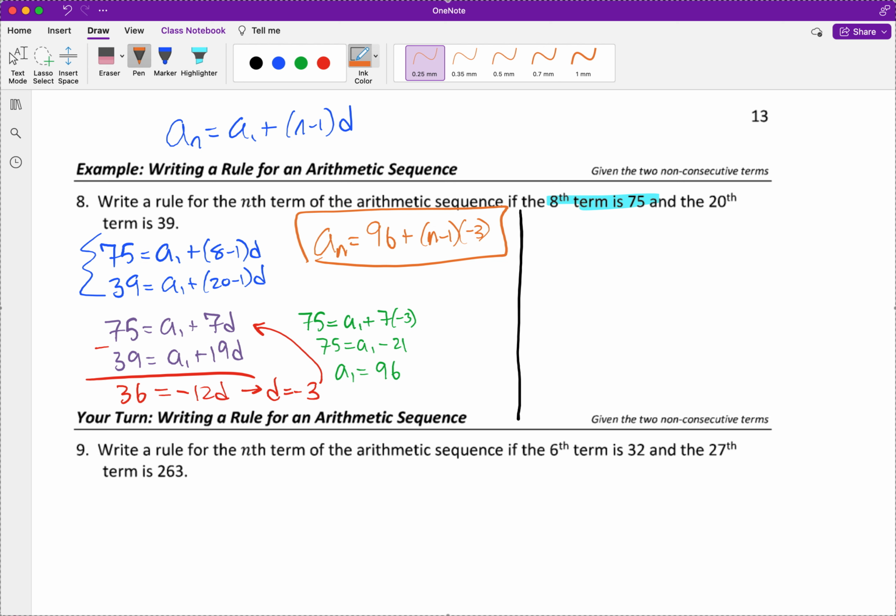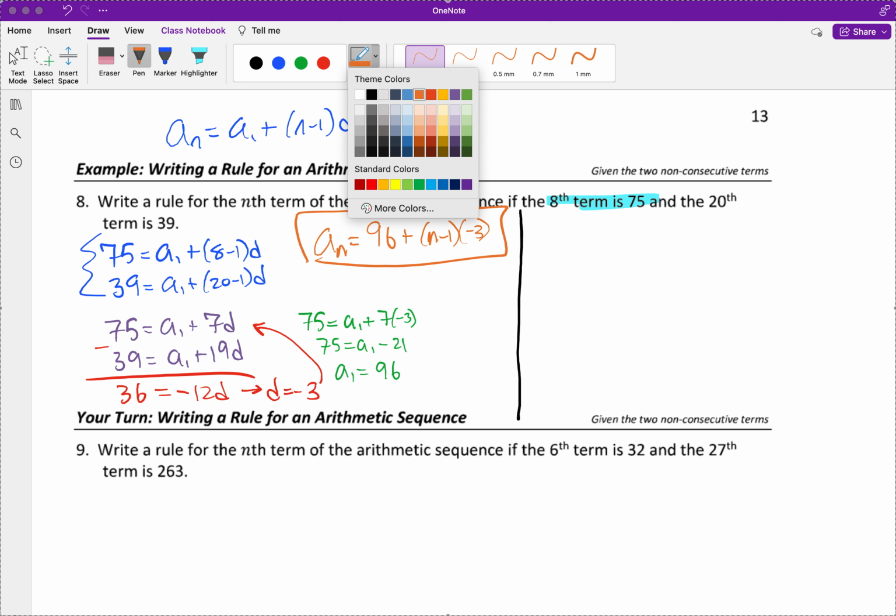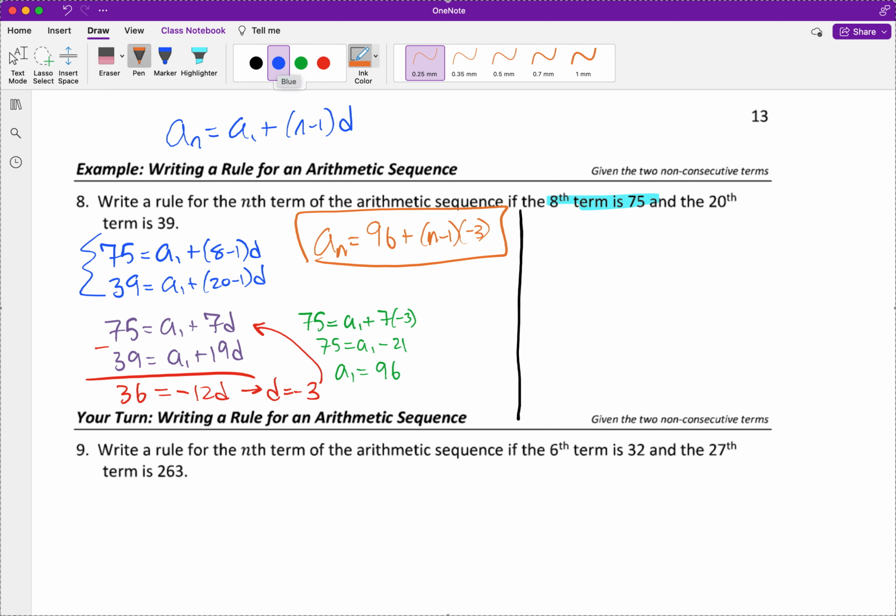Now, let's talk about the secondary way, because maybe you like this. I kind of want a different color, but I don't have any cool ones left. So we're just going to go back to blue.